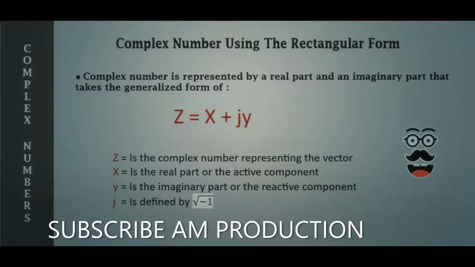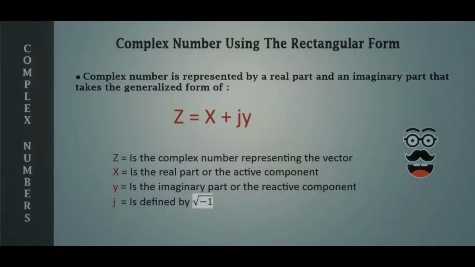Complex numbers using the rectangular form. Okay, in this part we are going to discuss what the generalized form of a complex number is. Z equals x plus jy. Let's look at what the letters represent. Z represents the vector of the complex number. X represents the real part or the active component. Y represents the imaginary part or the reactive component. J is defined by the square root of a negative number.